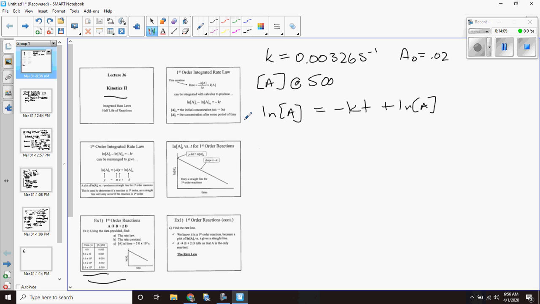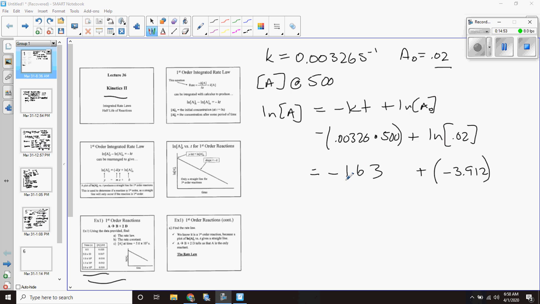So plug some numbers in. Natural log of A is equal to negative k, we know what our rate constant is, 0.00326, multiplied by the time that we're talking about, and this is 500 seconds, plus the natural log of a0. Got to put a 0 there. a0 we know is 0.02, so we have natural log of 0.02. All right, so let's get an answer for this. Let's add these two things together and get an answer for natural log of A.